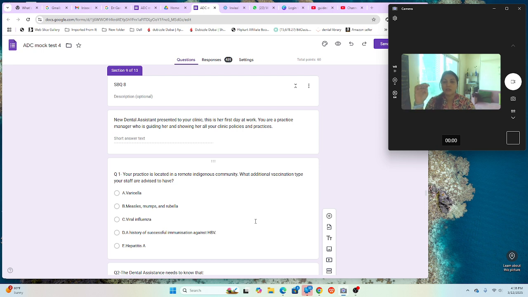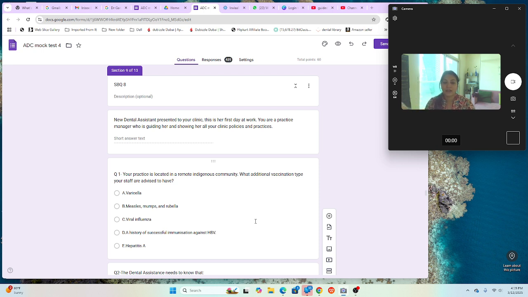Understand? So because you're in a remote indigenous community, your clinic will have some customization of extra vaccination policies which you should know, and since your assistant has probably come from a different place, you're supposed to educate her, right? That's why they have mentioned remote indigenous community, meaning certain practices there would be different from the ones practiced in the rest of the world, or even in major cities in Australia.